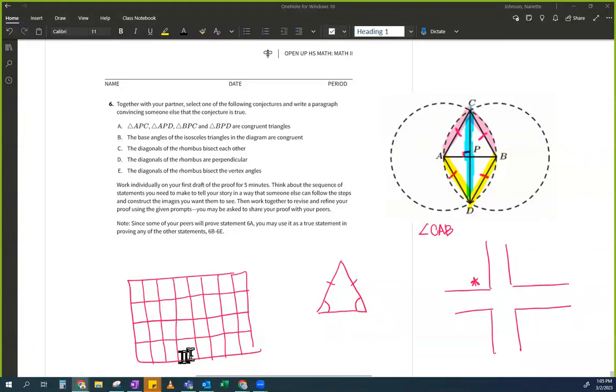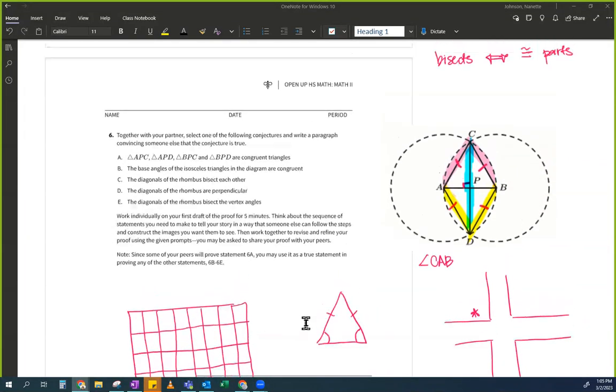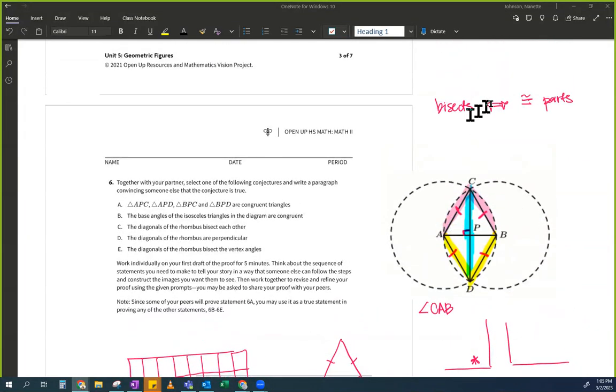Some of you are like, but Miss Johnson, that one's really big. You're right, because I'm actually not using a knife. I'm using my pen. So bisects means congruent parts.